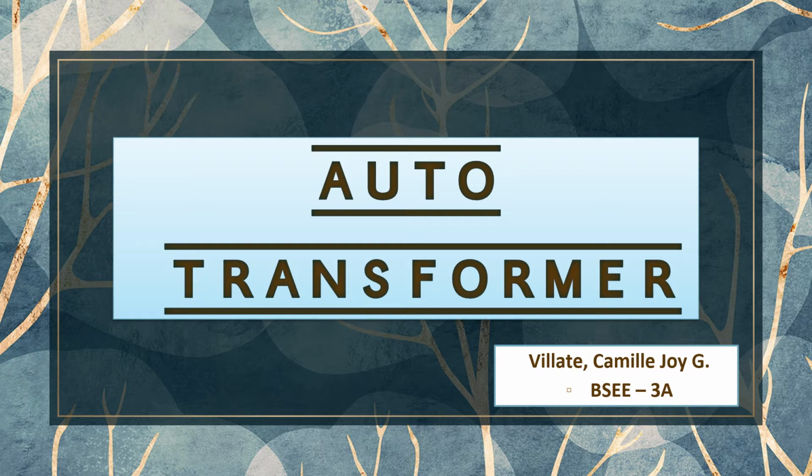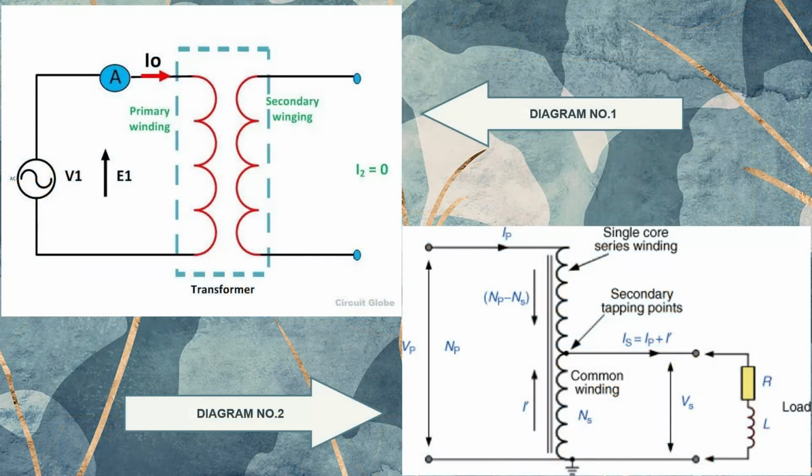So, before we start, let us first have a quick recall of what a transformer is. A transformer is a device employing the principle of mutual induction to convert variations of current in a primary circuit into variations of voltage and current in a secondary circuit. Meaning to say, we have two windings here.